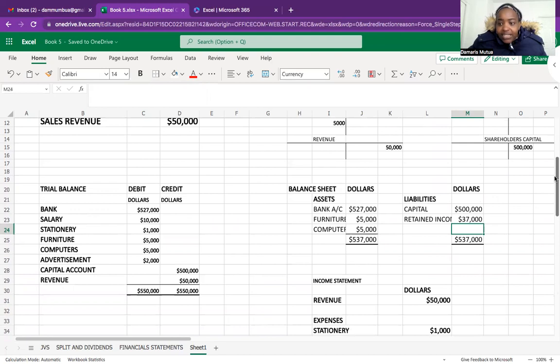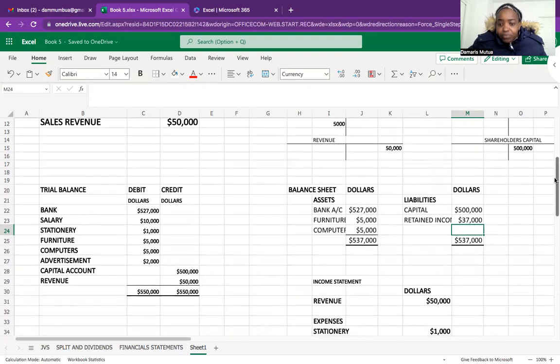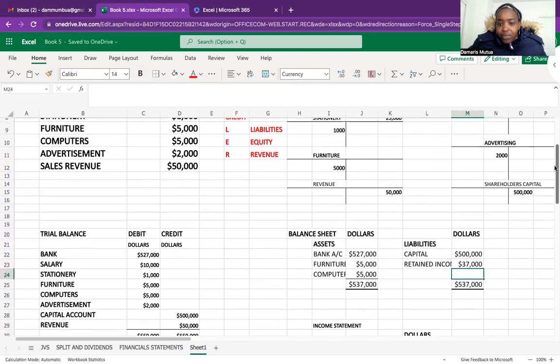So basically, guys, that is how you do it: when you have the transactions themselves, post them to the T accounts, come up with a trial balance, then you're able to prepare your financial statements, your balance sheet and your income statement.